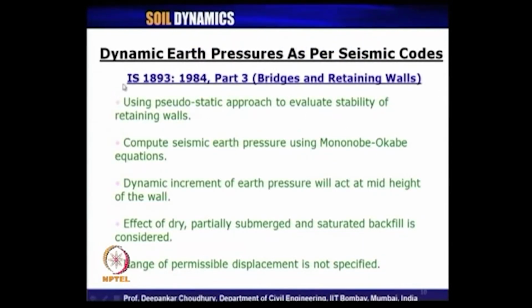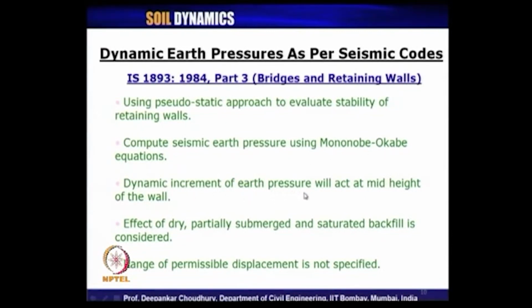And what does the design code mention? The IS code, the Indian Design Standard IS 1893 seismic design code. Part 3 handles the portion about bridges and retaining walls under seismic conditions. It is the 1984 version; as I mentioned, IS 1893 Part 1 has been revised in 2002, but other parts are still under revision and have not yet come out. So, what it says is that using the pseudostatic approach, we can evaluate the stability of a retaining wall by considering the seismic earth pressure. It proposes to use the Mononobe-Okabe equations.